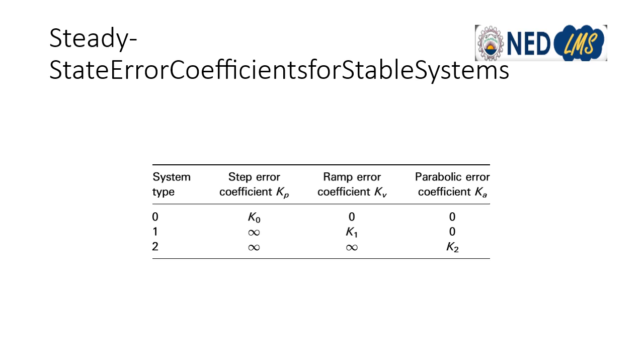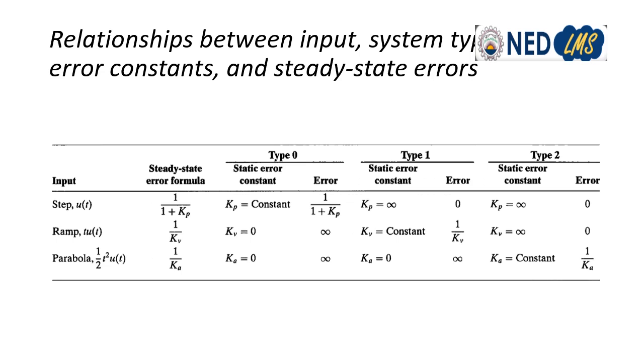Error constants indicate the steady state performance, and generally it is desirable to increase the error constant while maintaining the transient response within the acceptable range so that the steady state error will be reduced. So this is a summary of the steady state error constants, steady state error and error constants for different types of systems and different types of inputs.